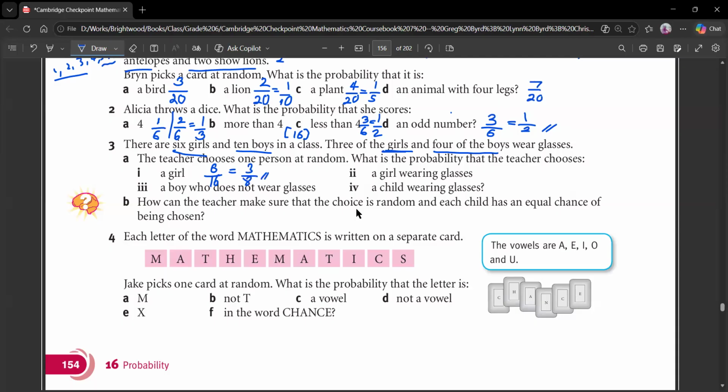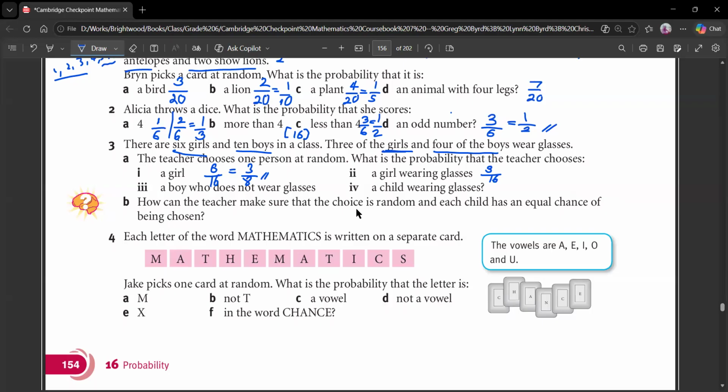3 out of 8. A girl wearing glasses. There are three of the girls and four of the boys wearing glasses. Three girls are in the class out of all together 16. So 3 out of 16.